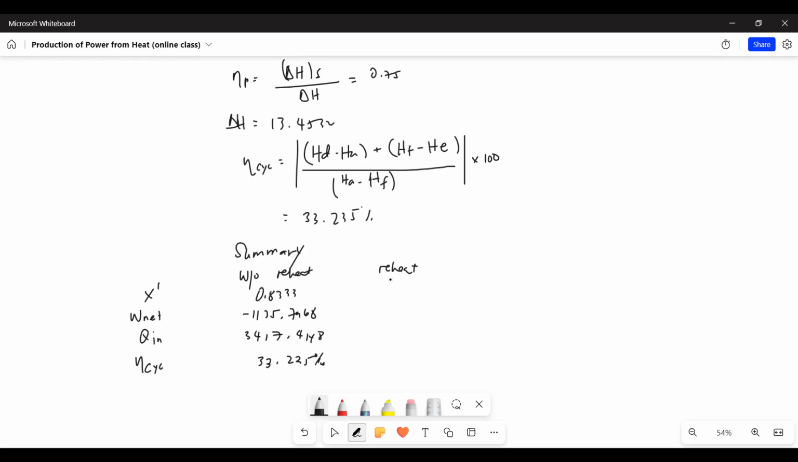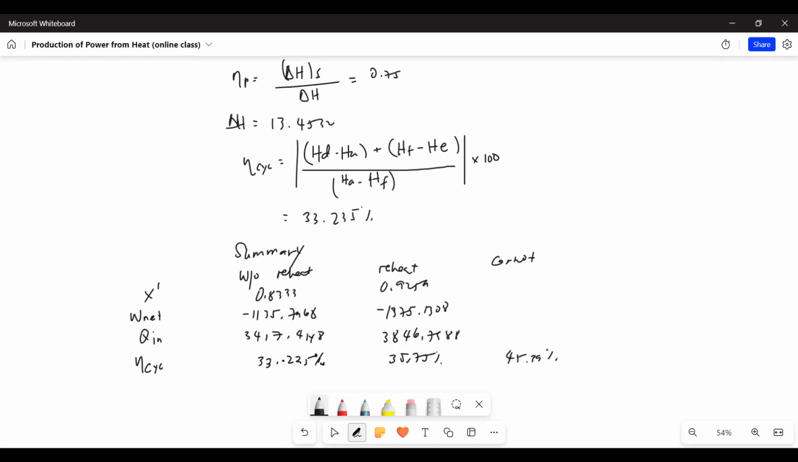With the reheat, our X prime is 0.9259 and our work net is negative 1375.1308. So calculate that on your own. Our Q in is 3846.7988 and our efficiency is 75%. Compared to a Carnot cycle, our Carnot's efficiency is 45.39%.